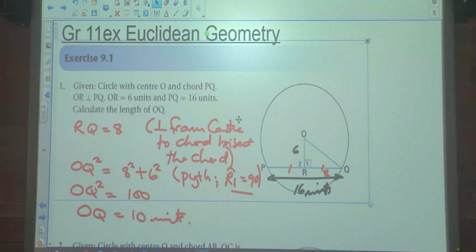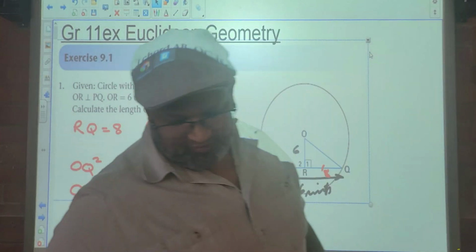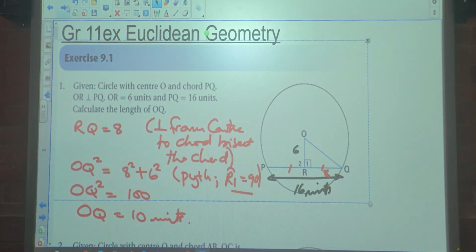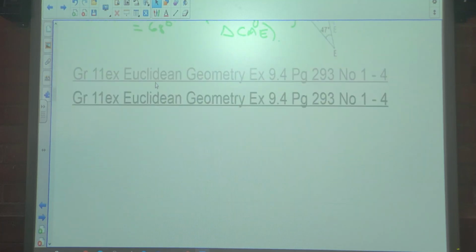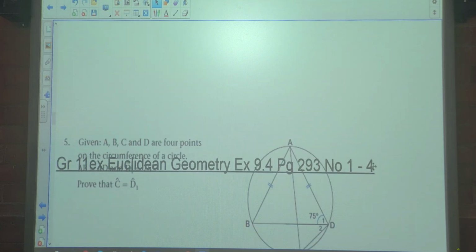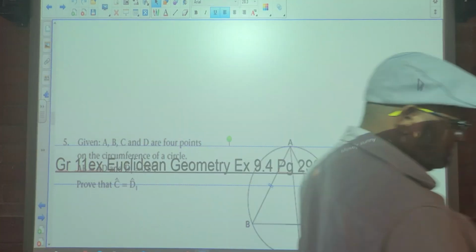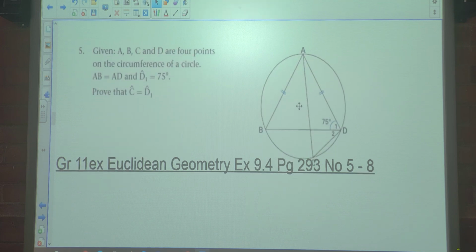Good morning, class. So today we're looking at Euclidean Geometry. We're looking at exercise 9.4, numbers 5 to 8.